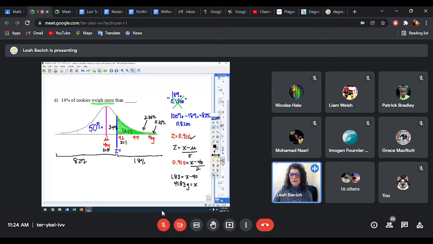So is 41.83 grams within this? It is. And you might say, well, how did you know where to put the line? I really didn't. I just knew that 18% is just slightly beyond the 16% I had, so I kept it closer to the 42. I'm not going to get out a ruler and measure it. I'm just going to ballpark it. It's a sketch.